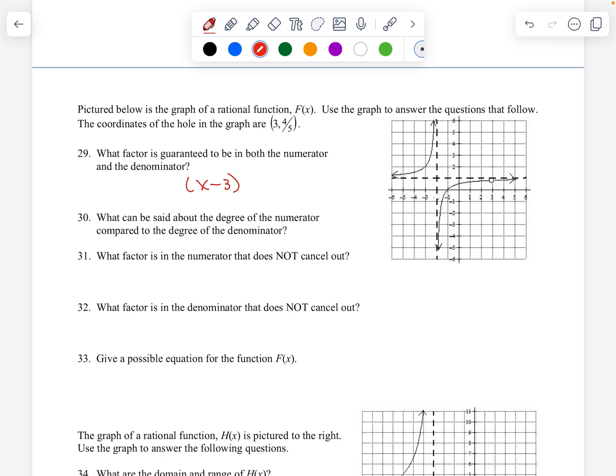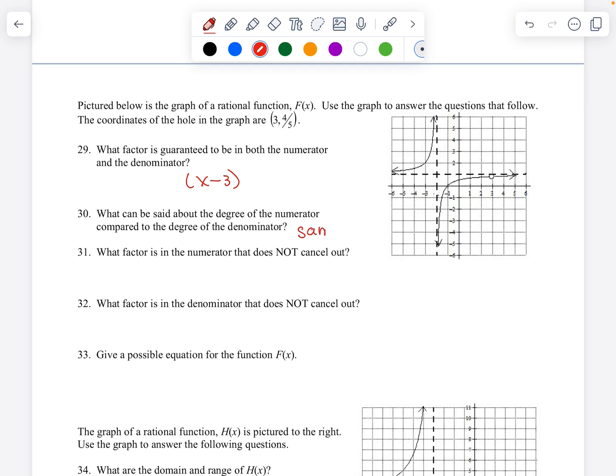What can be said about the degree of the numerator and denominator? I would say they are the same. Why? Because I have a horizontal asymptote that is not at y equals 0. What factor is in the numerator that does not cancel out? So this not canceling out in the numerator is leading to our x-intercept, and so that must be x plus 1 because there is a negative 1 as the x value. What factor is in the denominator that does not cancel out? That's leading to your vertical asymptotes, so we would say that that would be x plus 2.